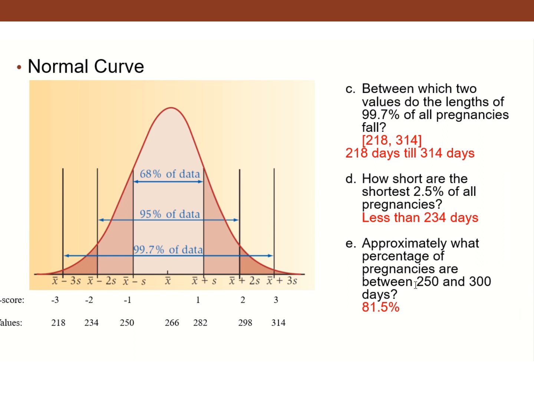Approximately what percentage of pregnancies? Approximately. So the moment you see the word approximately, you pretty much know the number 250 and 300 won't be in here. It won't be there. Okay, so where is approximately 250 pregnancies? Here. 300, which is the closest number to 300, this. So you got to add all these values up, all these percentages here.